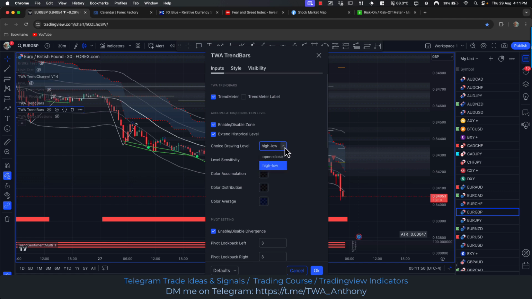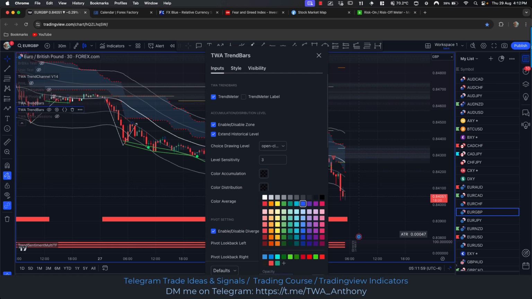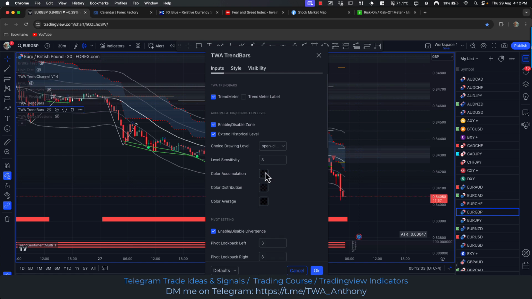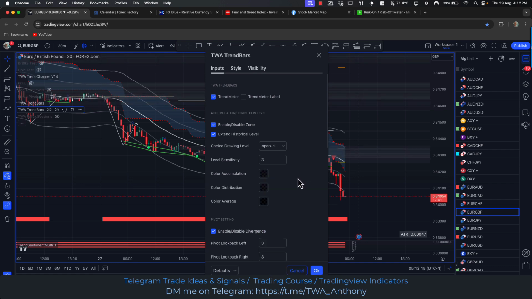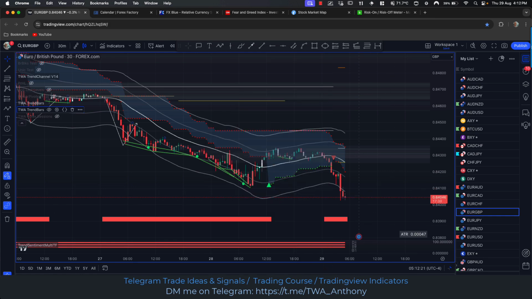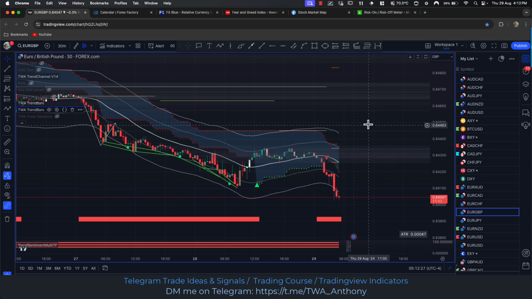So I would be inclined to go open, close, extend right, okay, remove that, you don't need it. And color, just keep it subtle. Look where I've set this. It's just subtle. Okay, you don't want this thing freaking you out on the chart, right? Just keep it subtle. These two, you want these two. And then what that will give you is, you can see it, support and resistance levels.